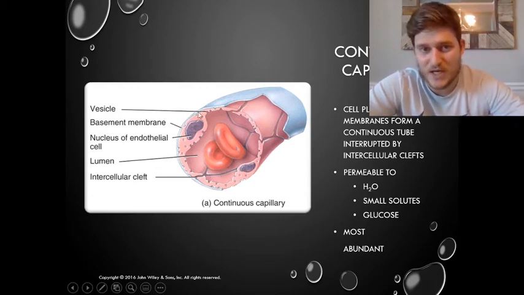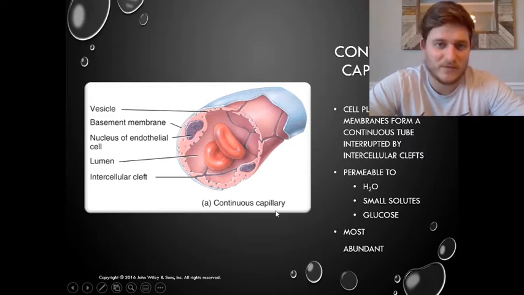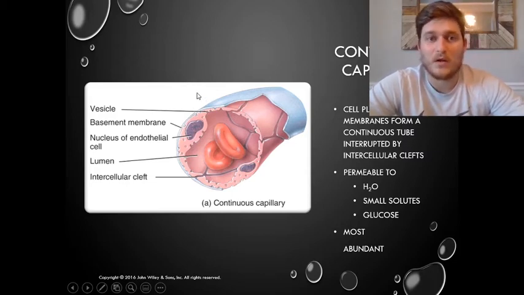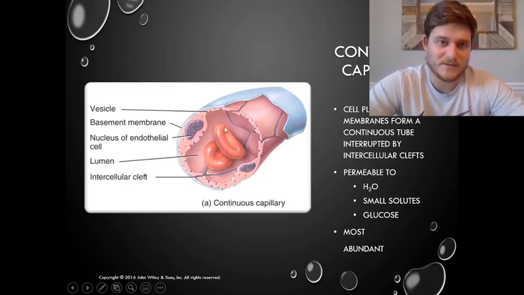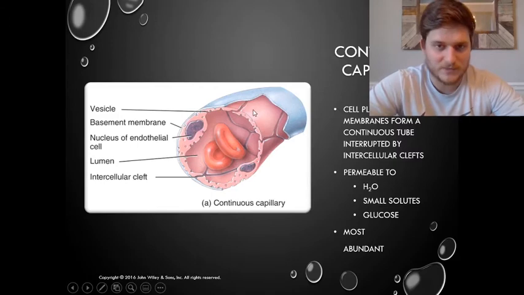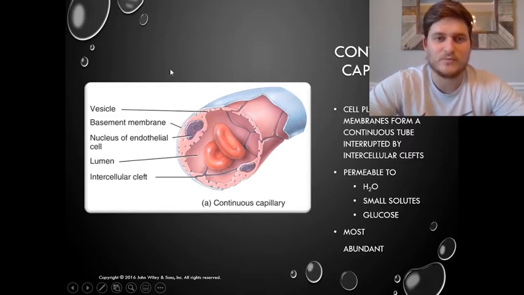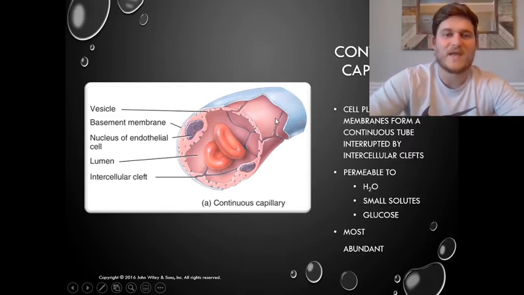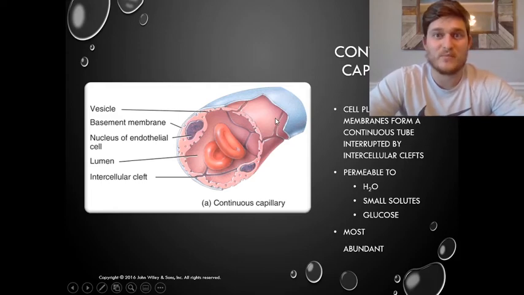It's able to exchange only certain materials through here, smaller materials, because there aren't those huge holes or pores within this capillary. So things like water, small solutes, glucose are able to move through here, and this type of capillary is the most abundant within our bodies.